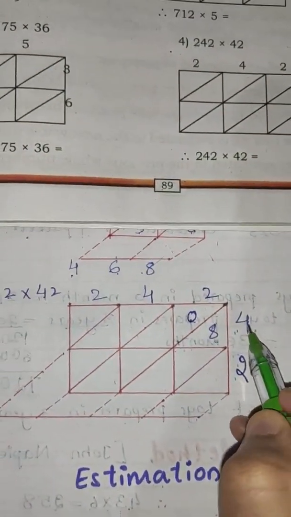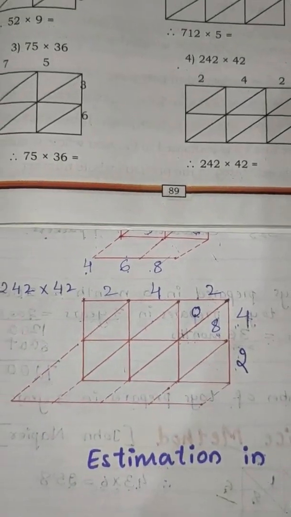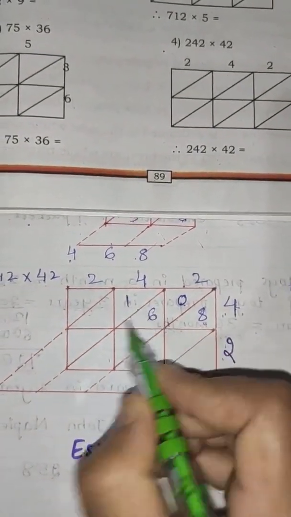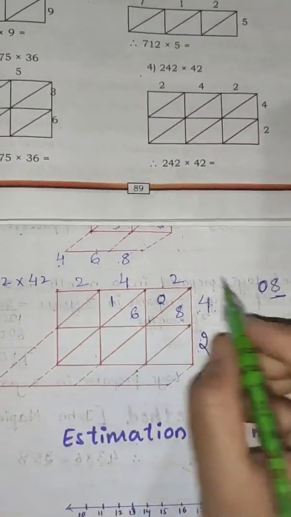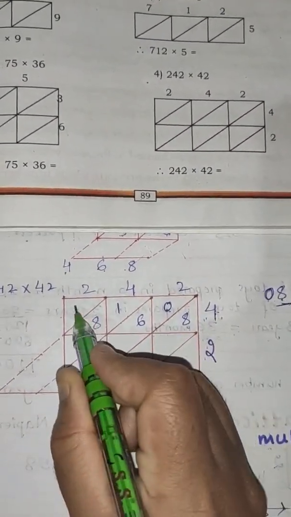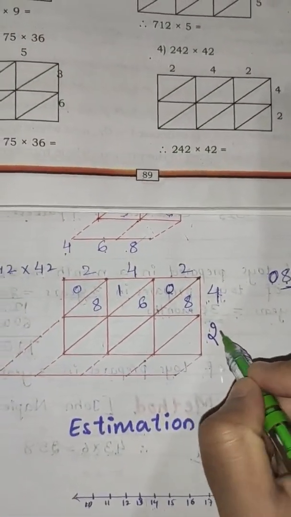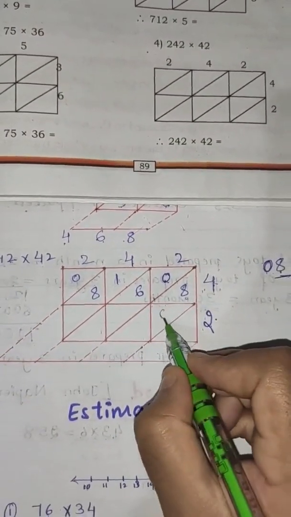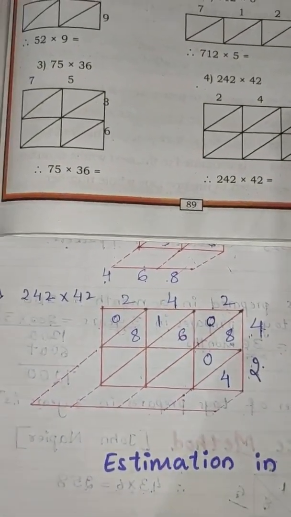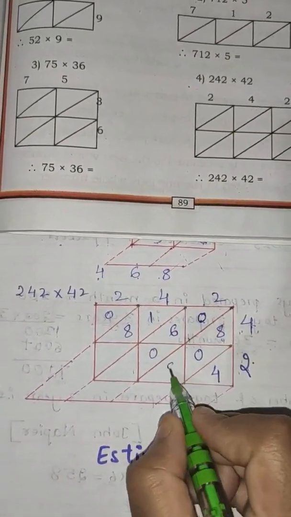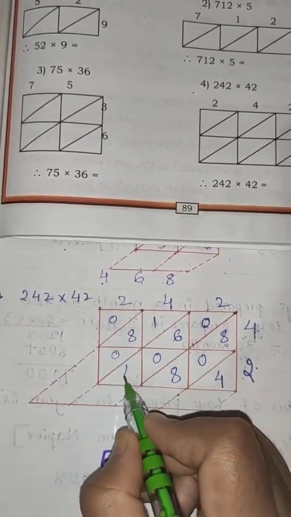Next come to the second digit. 4 4s are 16. So we'll write here 16. Next 4 2s are 8. So what we have to do again? The 8 we'll write here and we'll write 0 here. Now come to the second digit. 2 2s are 4, 04. 2 4s are 8. So we'll write 0 here and 8 will be here. 2 2s are 4. So we'll write 4 like this.